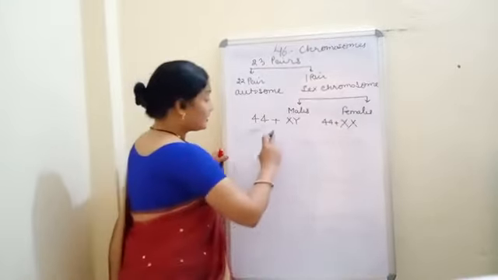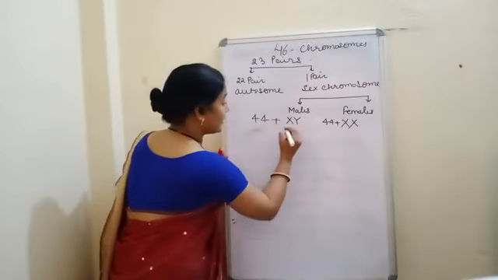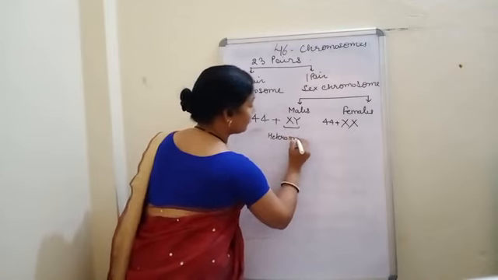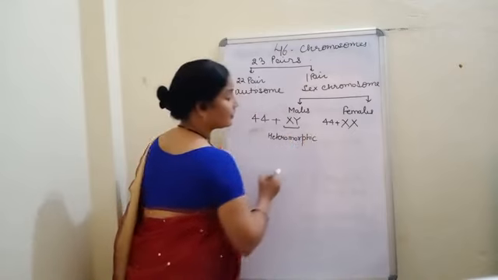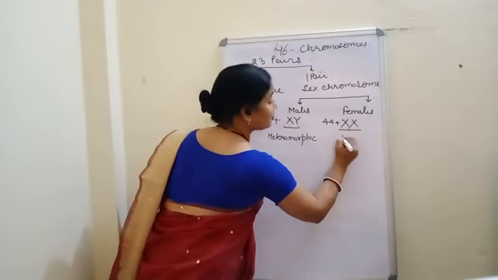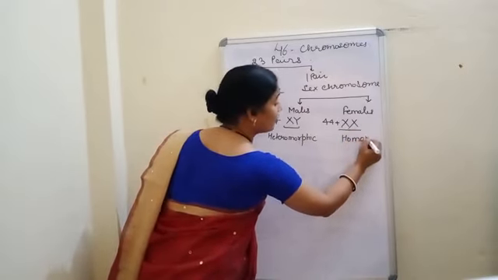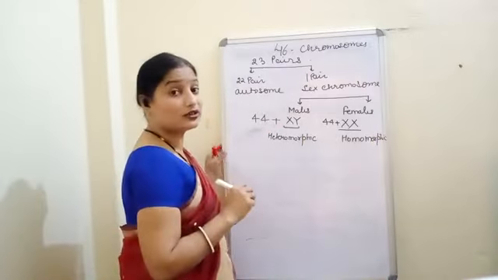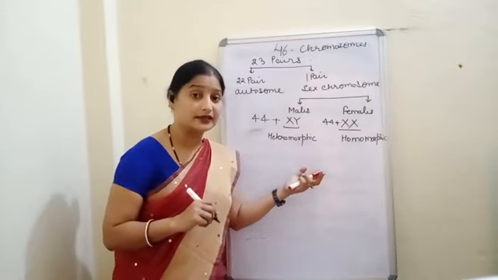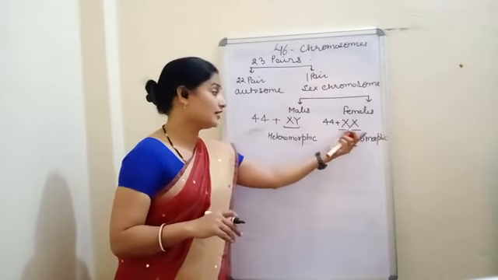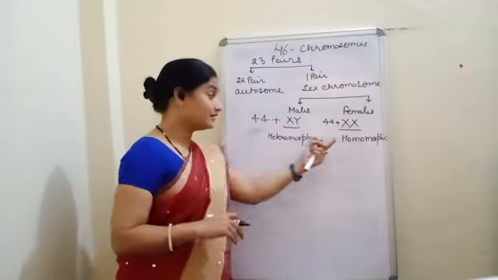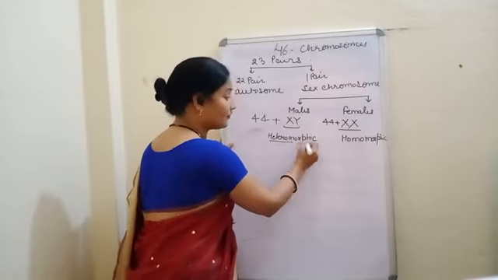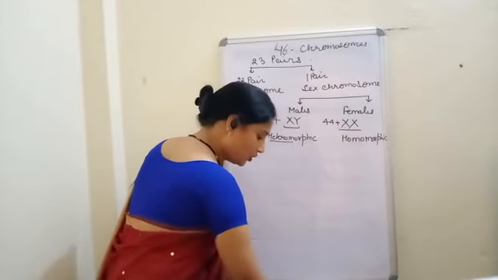Okay. This XY chromosome pair is also called heteromorphic, and XX chromosomes are also called homomorphic. We can also call them homozygous and heterozygous. When we are talking about the genes, we can call them homozygous and heterozygous. Now here they are called heteromorphic and here they are called homomorphic.